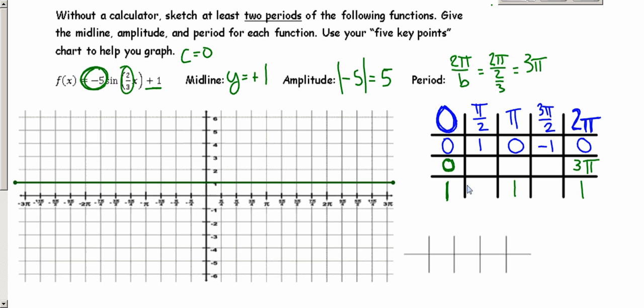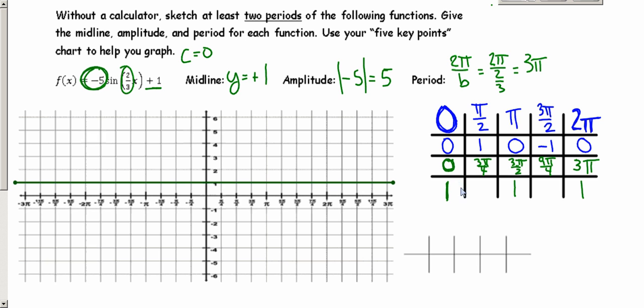And to find where these critical values are, I divide this distance from 0 to 3 pi in half, so 3 pi over 2. Then I divide the distance from 0 to 3 pi over 2 in half. I get 3 pi over 4. And I divide the distance from 3 pi over 2 to 3 pi. Another way to think of it is it's 3 pi over 4 plus 3 pi over 2. Either way, it's 9 pi over 4 right here.